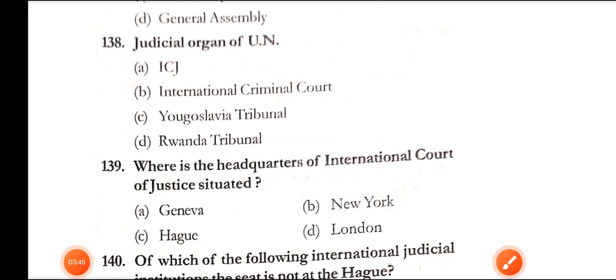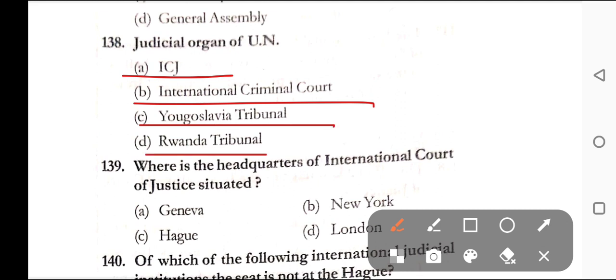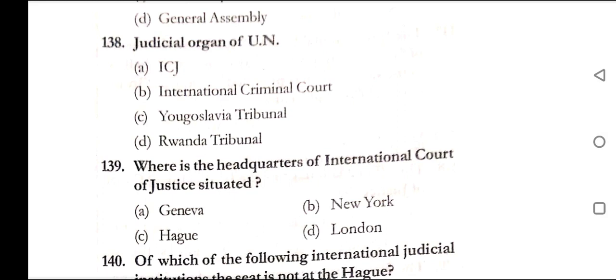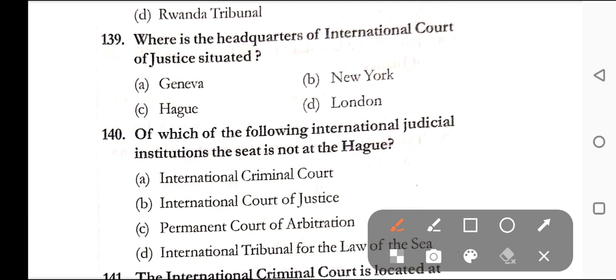Question number 138. Judicial organs of the UN. Option A, ICJ, option B, International Criminal Court, option C, Yugoslavia Tribunal, option D, Rwanda Tribunal. Here correct answer is option A, that is the ICJ, International Court of Justice. Question number 139. Where is the headquarters of the International Court of Justice situated? Correct answer here is option C, that is Hague.